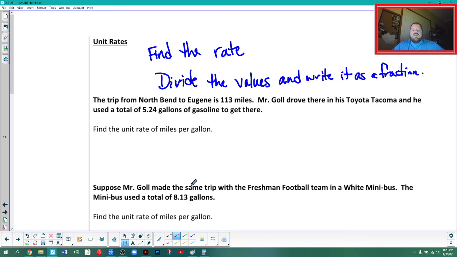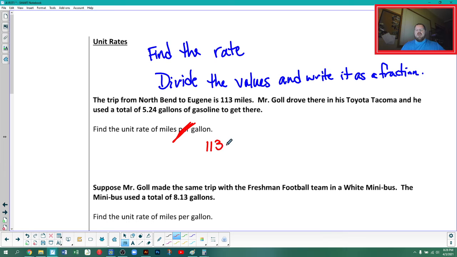So looking here, it says the trip from North Bend to Eugene is 113 miles. Mr. Gall drove there in his Toyota Tacoma, and he used a total of 5.24 gallons of gasoline to get there. Find the unit rate in miles per gallon. Okay, so this tells me the way that I want to do it. This part of the question tells me what rate I'm looking for. I'm looking for miles compared to gallons.